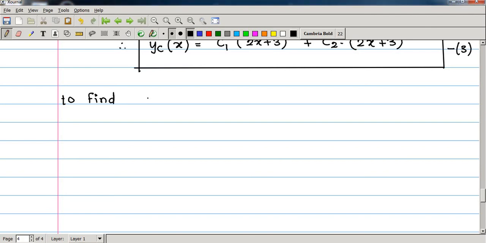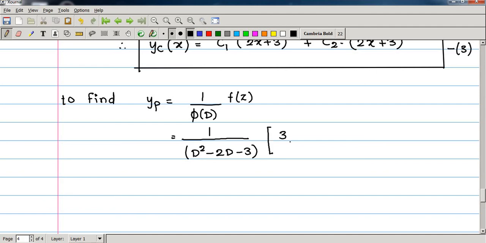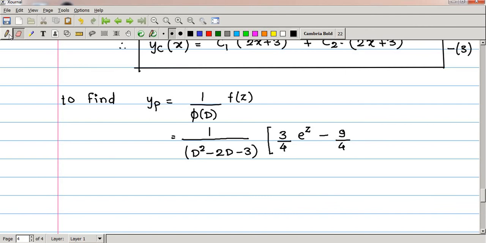To find the particular integral, we operate the auxiliary equation on the function of z. That is, we operate the given differential equation, D squared minus 2D minus 3, on f of z, where f of z was 3 by 4 into e raised to z minus 9 by 4. Here, for the constant term 9 by 4, we can consider it as e raised to 0z.